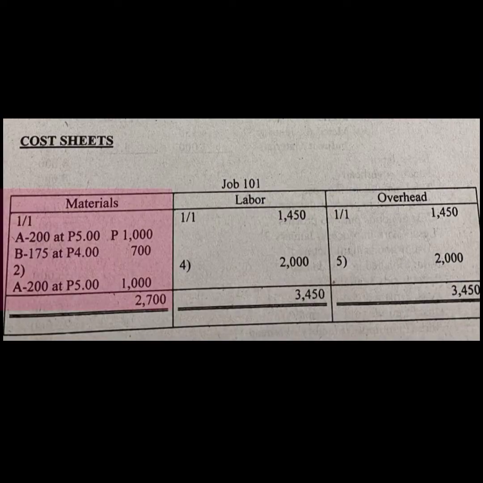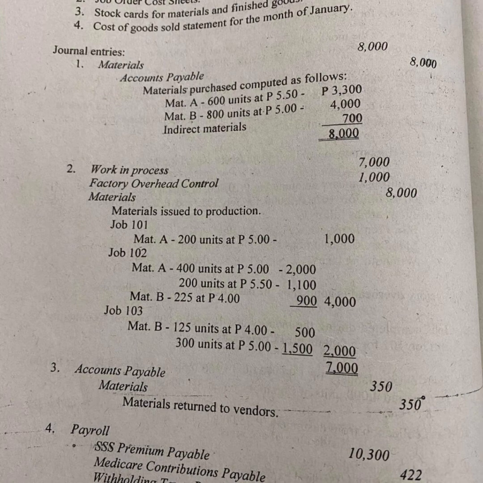And for the second list of material, we have material A, 200 units at 5 pesos. So, 200 times 5 equals 1,000 pesos. This information can be seen in the journal entry in transaction number 2. So, for Job 101, we have material A, 200 units at 5 pesos, so we have 1,000 pesos.